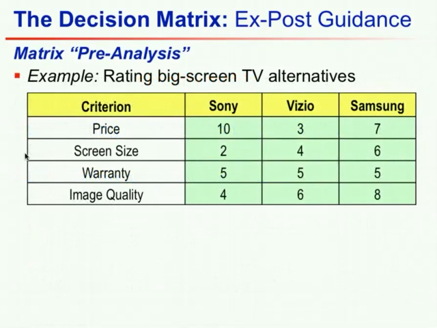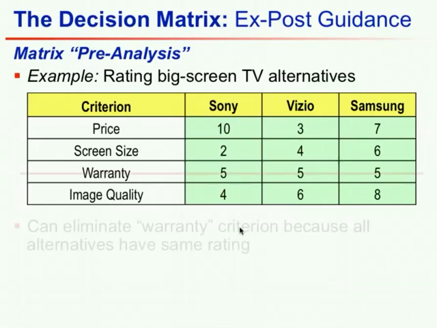For example, suppose we're trying to choose between different big screen TV alternatives. We have one from Sony, one from Vizio, one from Samsung. We rate them in terms of price, Sony must be the cheapest. Samsung's and Vizio the most expensive here. We rate them in terms of screen size, rate them in terms of warranty, rate them in terms of image quality, and we get the following decision matrix.